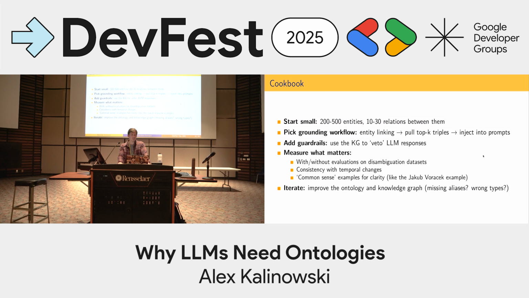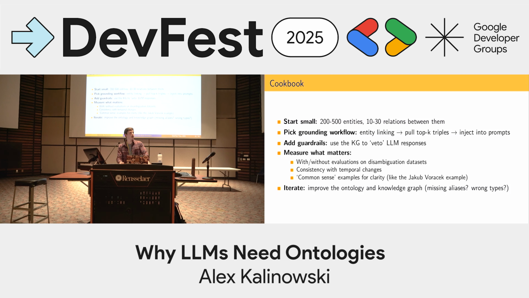If you're going to be doing something like this, measure what matters. So do with and without evaluations on disambiguation data sets. There are open data sets that you can use to train this, as well as some common sense examples for clarity. Like the Jake Voracek example, I can go into that data set, I have that domain knowledge, I'm a fan of the team, I can see that these sentences are actually similar, whereas the training data set says they're not. And then iterate.